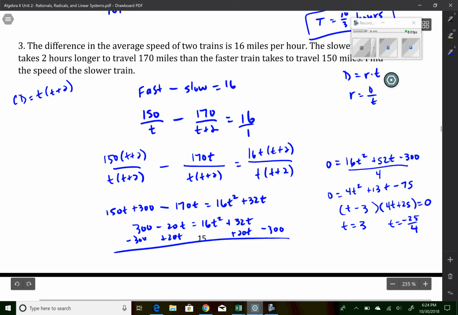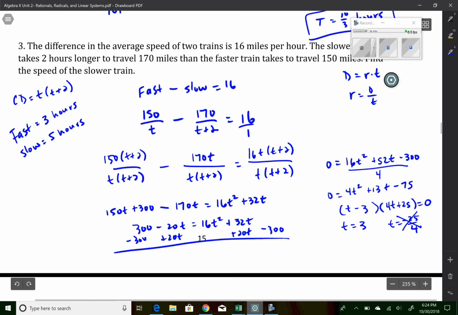I can't have negative time, right? We're not Doc Brown traveling back in time, right? So if I have t equals 3, that means the fast train travels for 3 hours. And the slow train travels for 3 hours plus 2 hours more, so 5 hours.